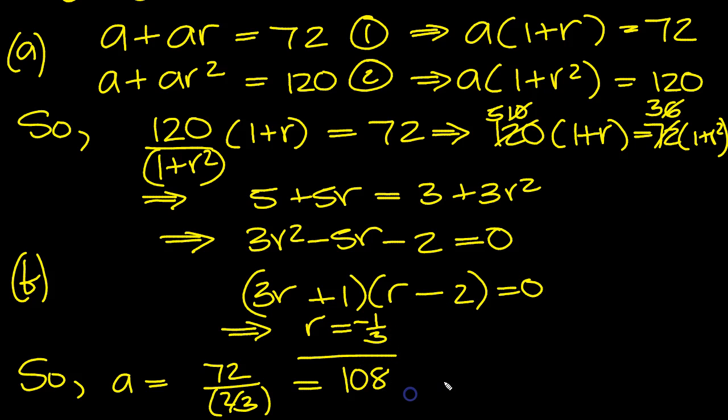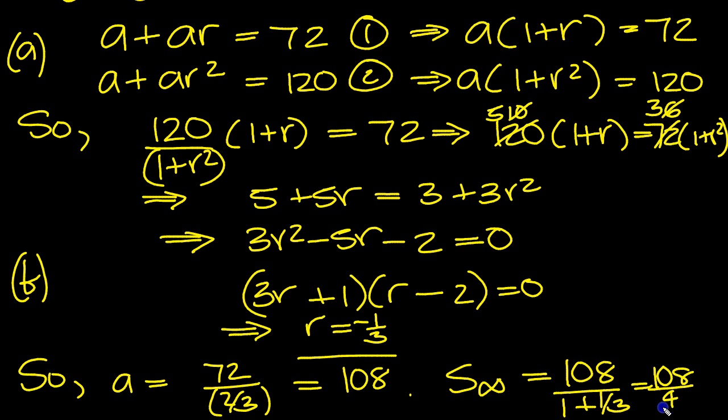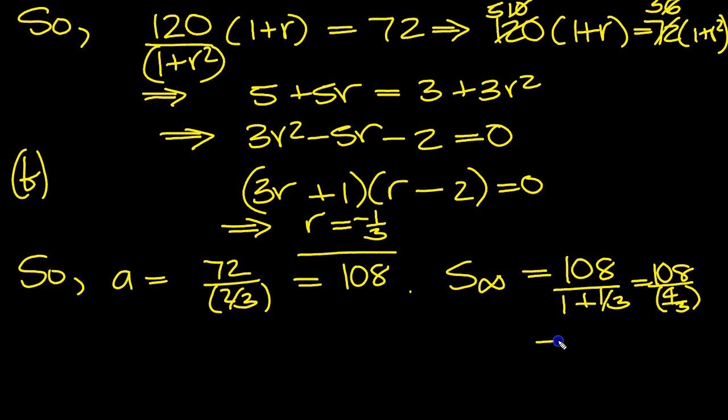So S infinity then is equal to A, 108, over 1 minus R, which is minus 1/3, so that's plus a third. 108 over 4/3. Let's work that out then. So that's equal to then 4 into 108, 54, 27. 3 comes up, 3 over 27 is 1 over 9. We can tap that in the calculator if we need to.